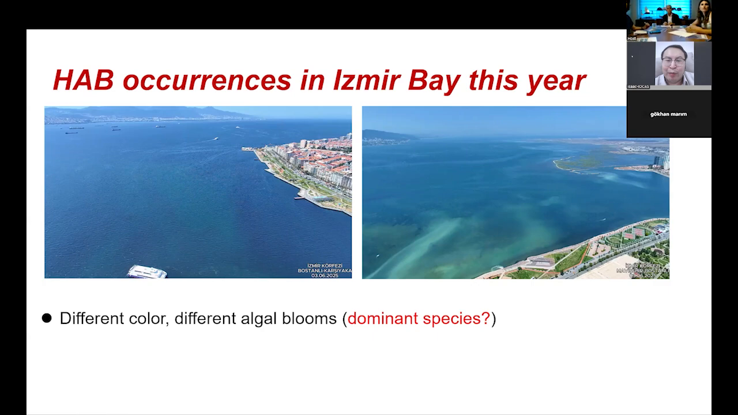So different color potentially indicated different HAB problems. We get maybe halves dominated by one, two, or three species there.